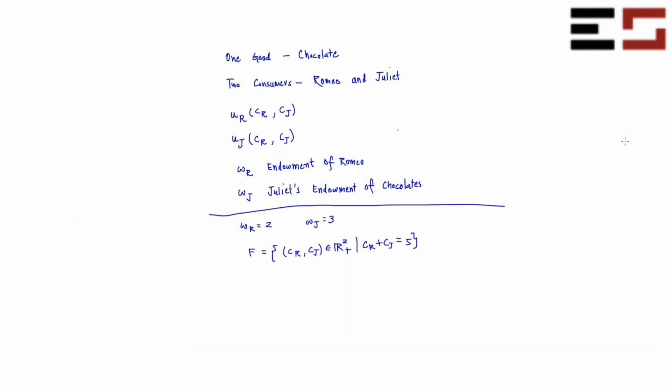Now you can plot this using the same setup. You already know how to plot the set of all feasible allocations. You know the Edgeworth box, but here we just have one good, so we don't need any height in the box. We can just draw a line, and that line will represent the set of all feasible allocations. If you want, you can call that the Edgeworth line. So let's draw the Edgeworth line.